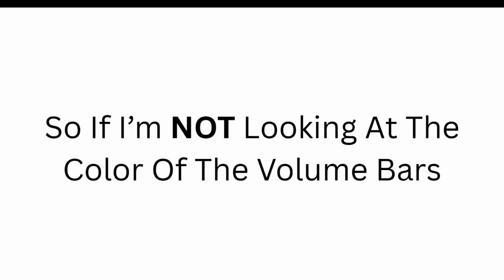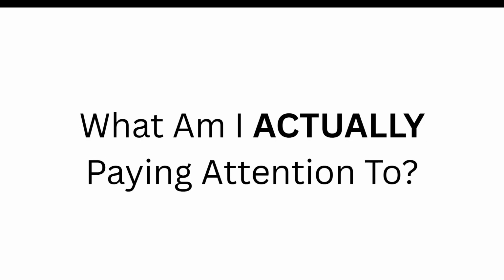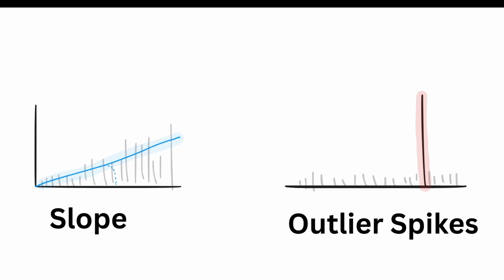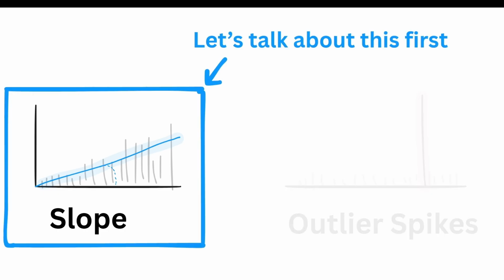So if I'm not looking at the color of the volume bars, what am I actually paying attention to? There are two main things. We've got the slope of the volume, and I'm also looking at outlier spikes. Let's talk about the slope first.